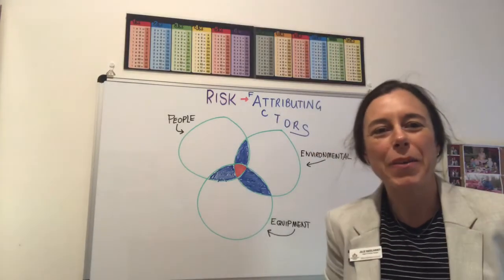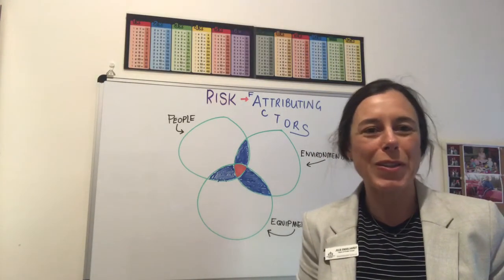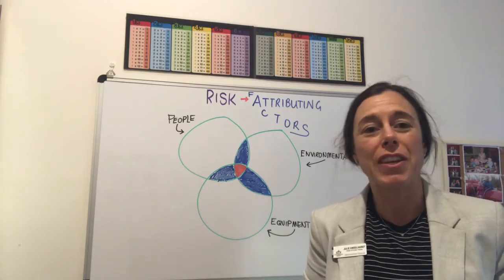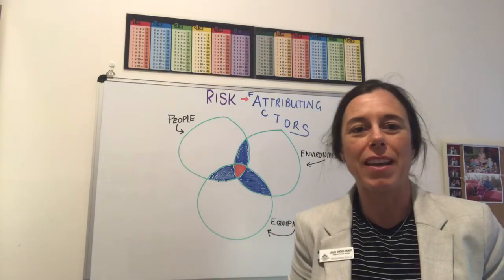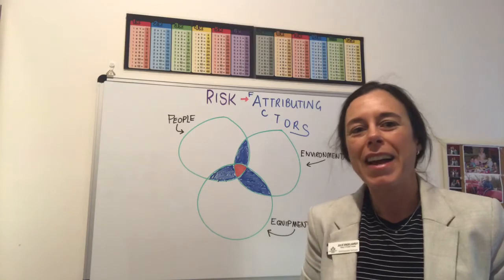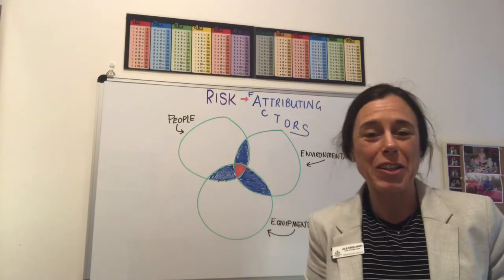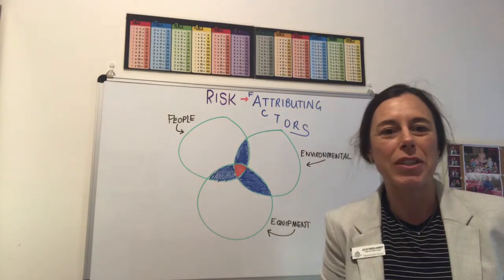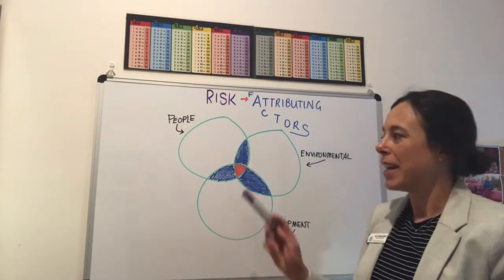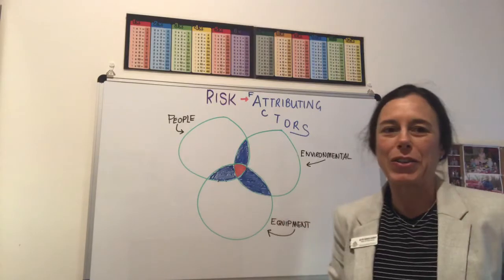Hello everyone. Today we're going to be talking about the three circles of risk, or in other words, the attributing factors to any outdoor activity. So one diagram that you're going to need to become familiar with is the risk attribution diagram, which is made up of our three circles here.